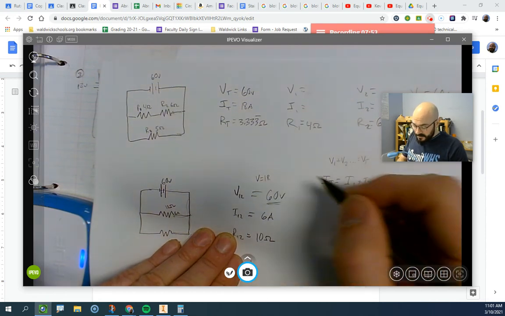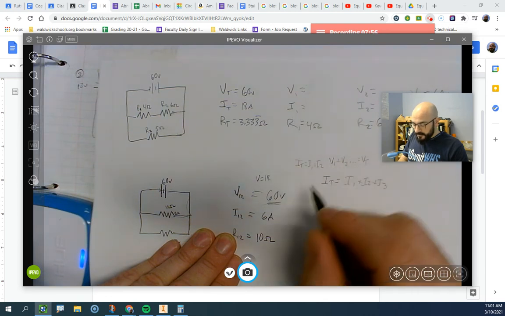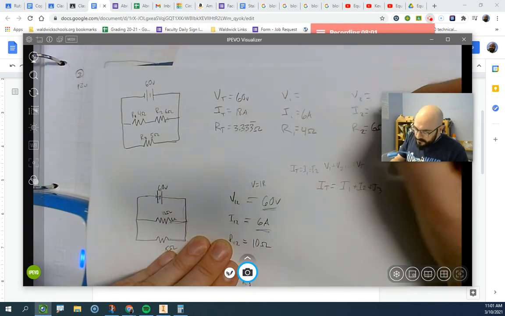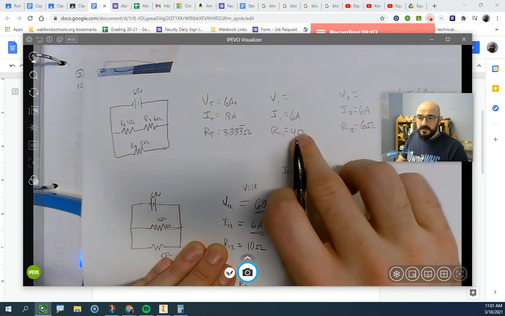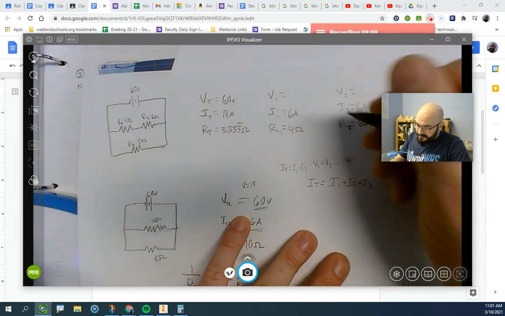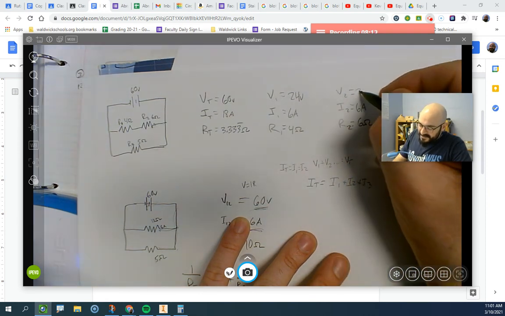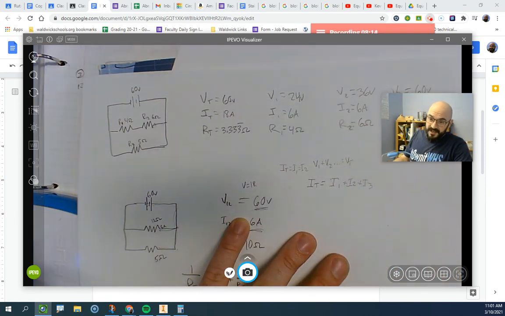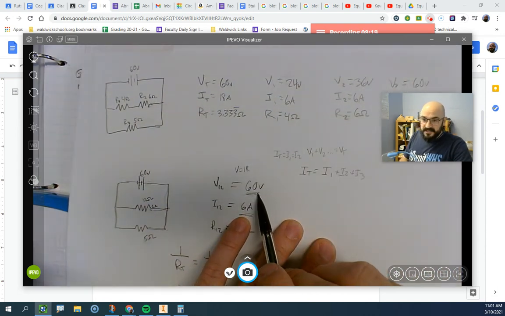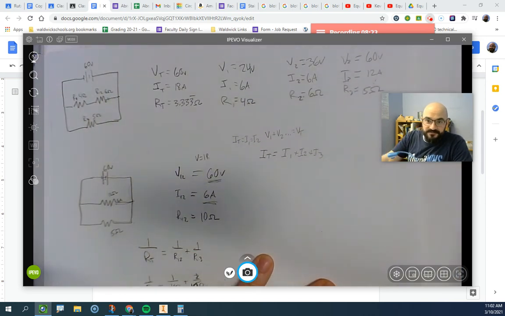But in a series circuit, IT equals I1, which equals I2. So, hey, I got a gimme. So here, 6 amps and 6 amps. These two are in series, so they're going to have the same current. 6 times 4 is 24 volts. 6 times 6 is 36 volts. And if you look at the theory, it adds up. 24 plus 36 is 60. We're good. So these are your values. Cheers.